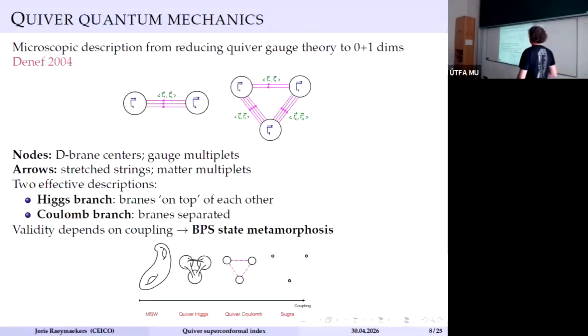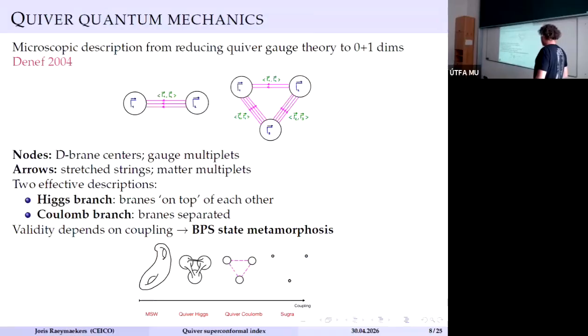So now I wanted to tell you a bit about this quiver quantum mechanics. So quiver quantum mechanics is a microscopic description of bound states of such branes, which comes from string theory. It comes from looking at the usual quiver gauge theory on the world volumes of these wrapped branes, and dimensionally reducing to 0 plus 1.